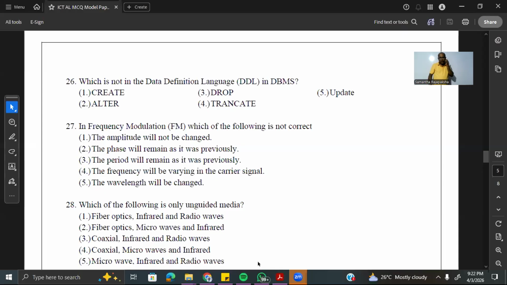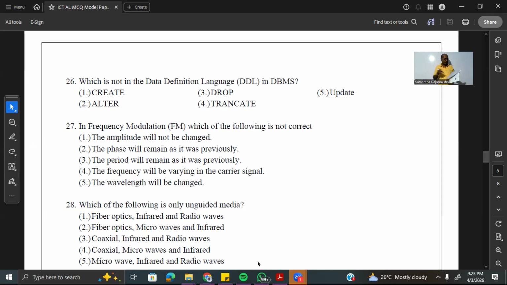So this question is actually what they are asking. Question number 26. They are asking, in frequency modulation, which of the following is not correct? The amplitude will not be changed. In frequency modulation, amplitude will not be changed. Yes, that is correct. The phase will remain as it was previously. Yes, that is correct. The period will remain as it was previously.